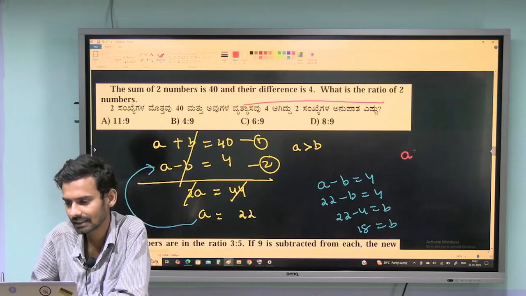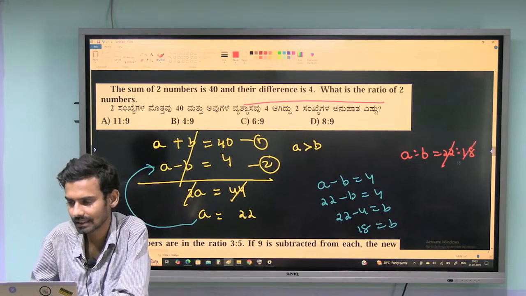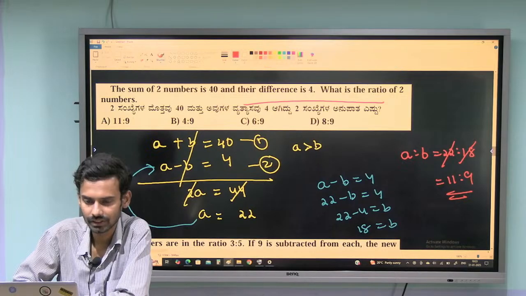Now the question is asking for the ratio of two numbers. Ratio of two numbers is nothing but A is to B. I am getting 22 is to 18. But ratio should always be in the simplest form. So I can cancel this in 2 ones the table. So I will be getting 11 is to 9. So answer will be 11 is to 9.